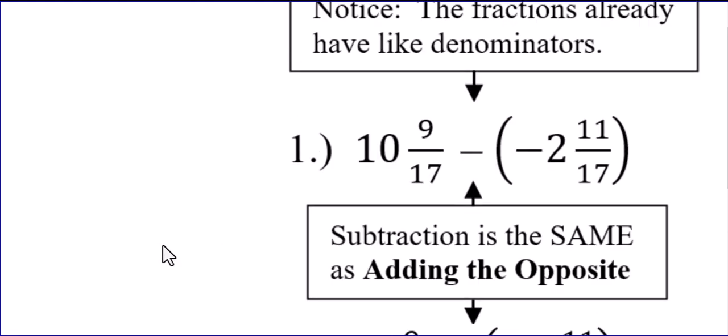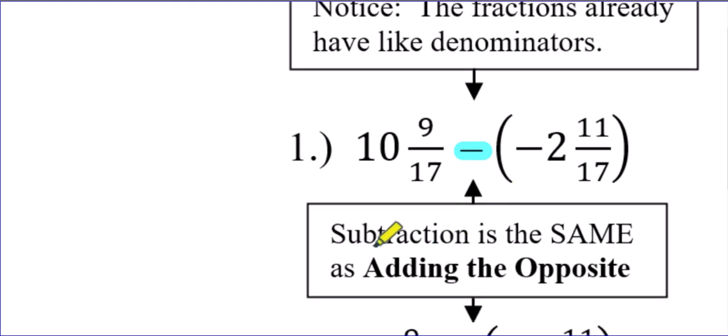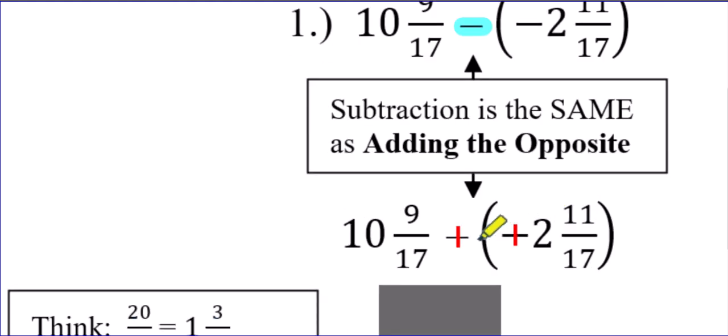Might not have finished the whole way, though, starting with number 1. Notice the fractions already have like denominators. We got 17 here, 17 here. Yay! Easy math. Oh, but this time, unlike the problems we've been looking at so far on this page, we have subtraction in between. Subtraction is the same as adding the opposite. So that's the very first thing I do. And you can make it adding the opposite right on the original problem.